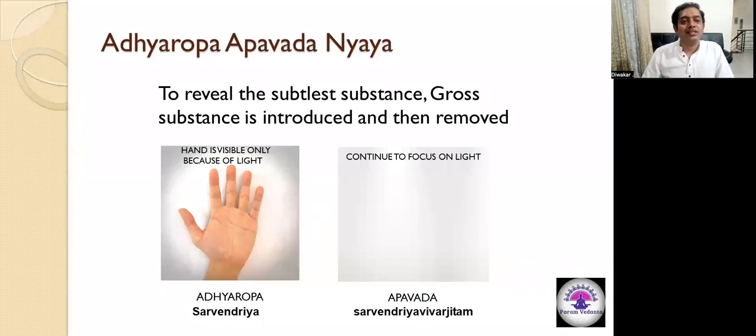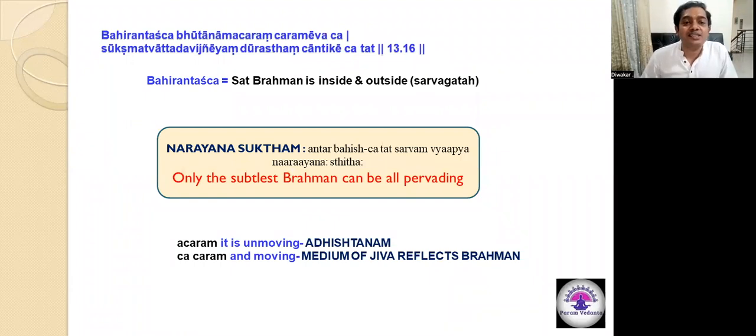In the next slide, we see the verse 16, where Sri Krishna says, this Sat Brahman is outside and inside of all living beings, meaning it is sarvagataha, all pervading. It is bahirantascha, because Sat Brahman is so subtle that it is unknowable. Therefore, we use Ganesha, Durga, Rama, Narayana as representatives of Satchit Brahman in order to conceive the subtlest subject matter. Like in the Narayana Suktam, it is said, Antar Bahischa Tat Sarvam Vyapya Narayana Sthitah. For Narayana to be all pervading, he has to be the subtlest Sat Brahman only.